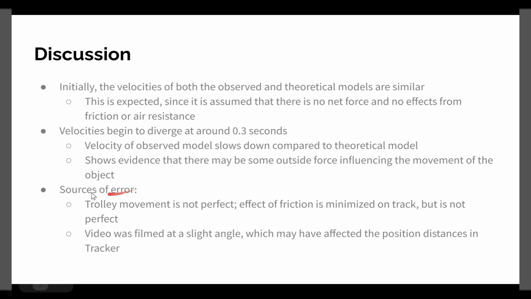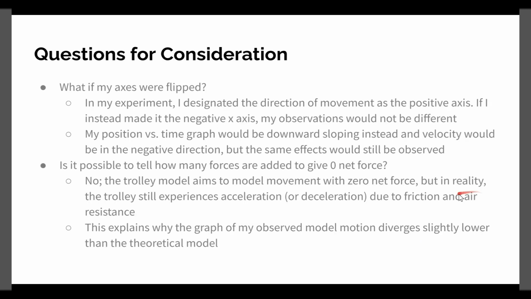Some sources of error here are that the movement of my trolley isn't perfect. I used a trolley and the track with it to minimize the effects of friction, but of course that's not perfect because there are still some effects from air resistance and such. I also filmed the video at a slight angle, which may have affected the position distances that I inputted in Tracker. And so, some questions for consideration.